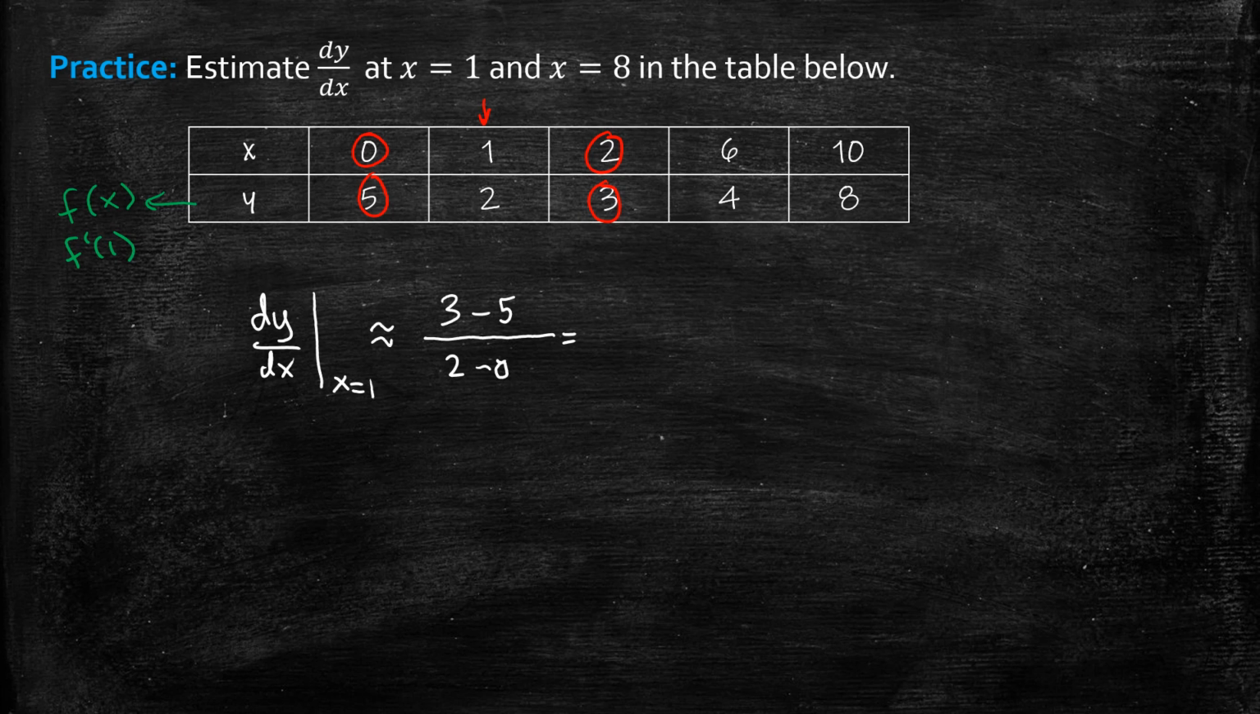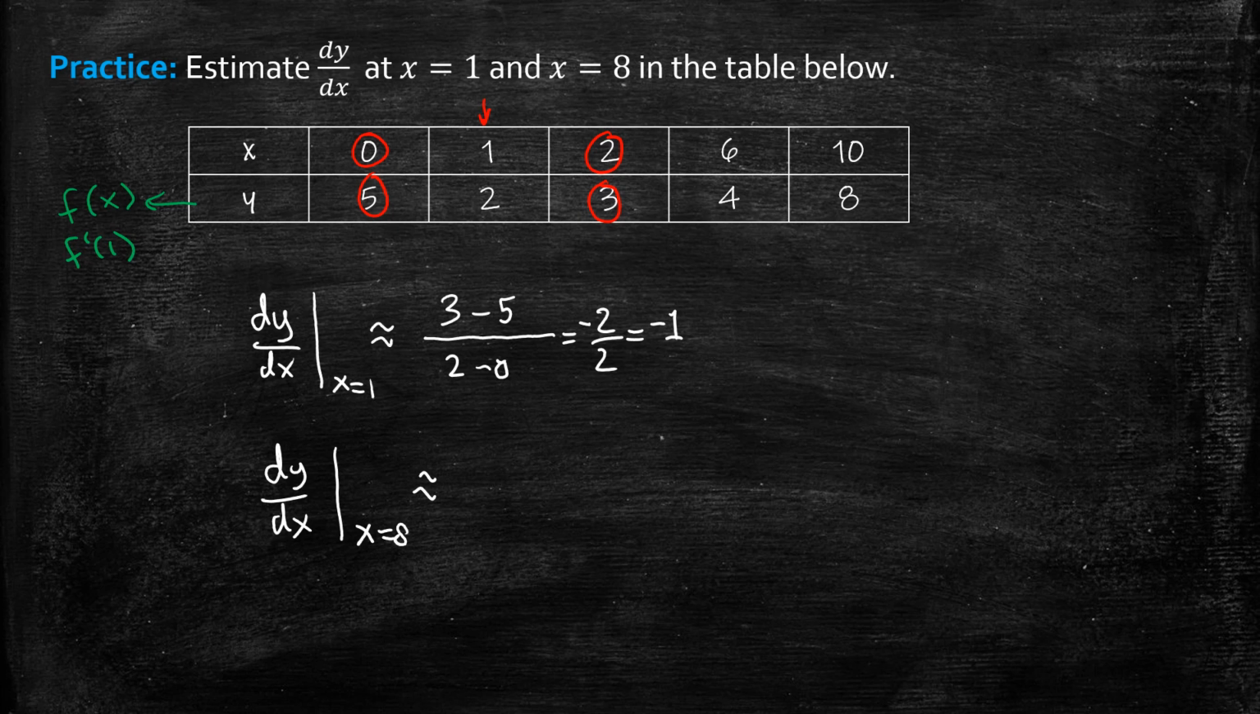And that would equal 2 over 2. Well, sorry, negative 2 over 2, which is negative 1. And then we're going to repeat. So dy by dx now at x equals 8 is approximately, let's go and find those values.